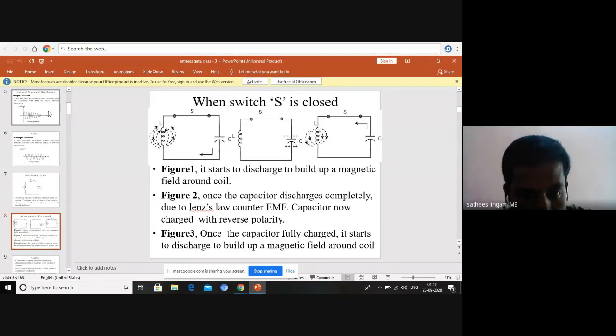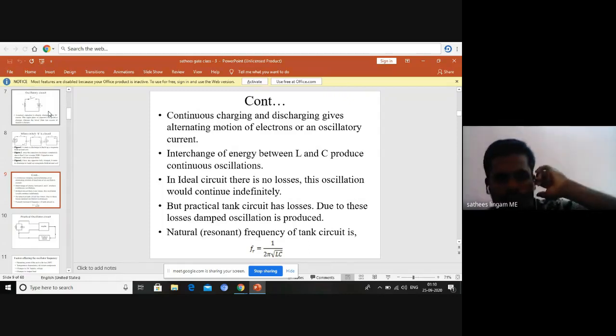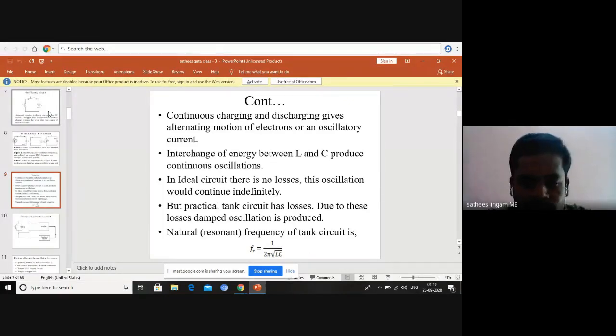The reverse polarity means what? It is because we receive the negative half cycle, and we receive the negative half cycle because of the counter EMF. Continuous charging and discharging is an alternating motion. The interchange of energy between L and C produces this, as we know. In an ideal circuit there are no losses, and the oscillation continues indefinitely.